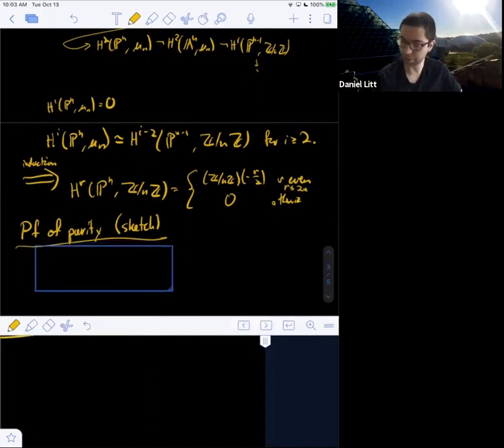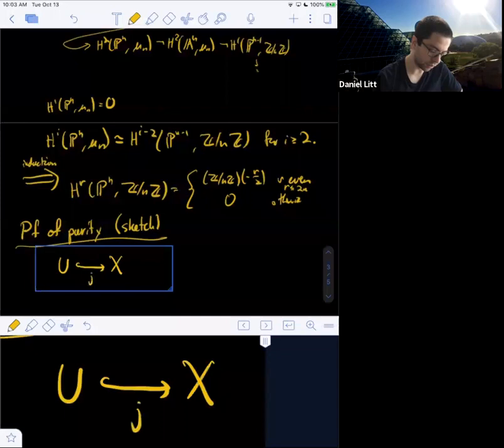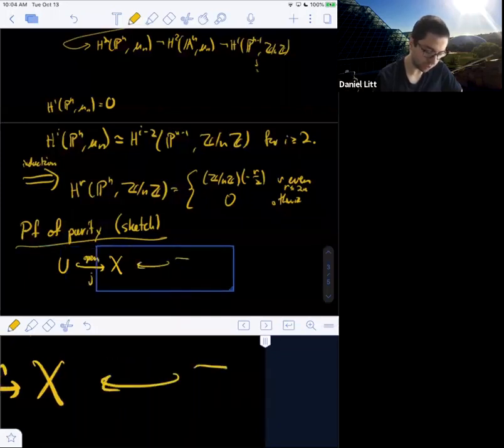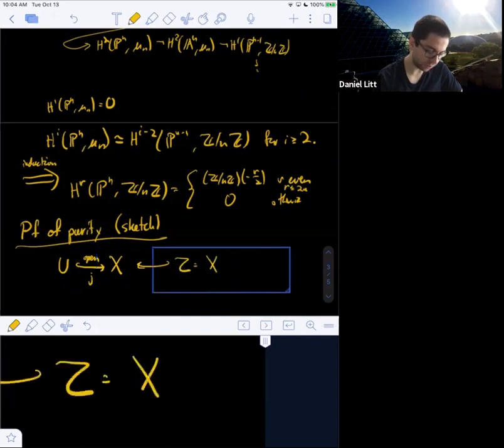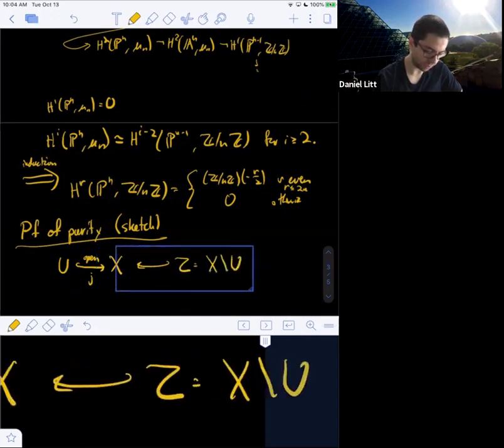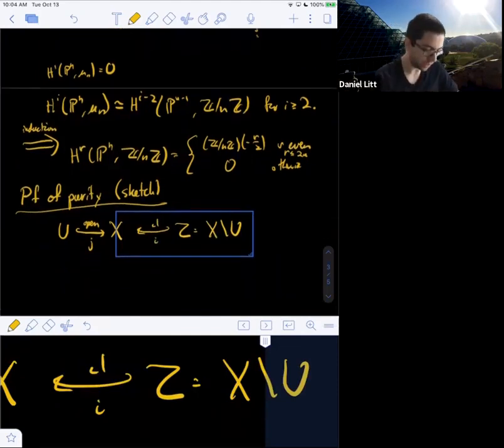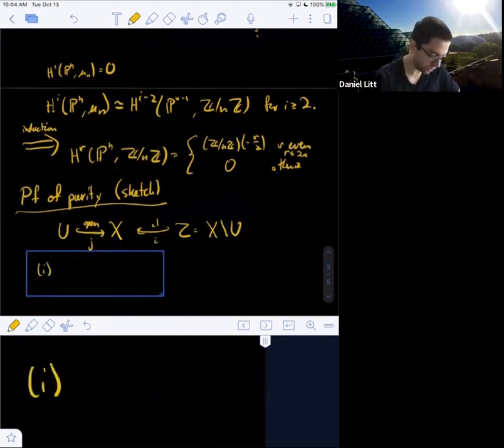Okay, so what's the situation? So as usual, U goes into X via some open immersion j, and then Z, which is X minus U, is the closed complement, and that's embedded via some immersion i. And so step one is to reduce to a local statement.